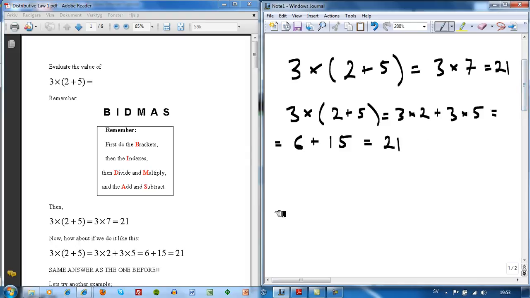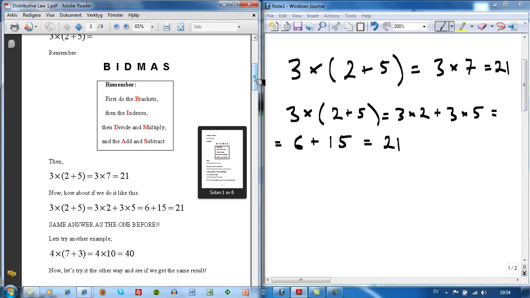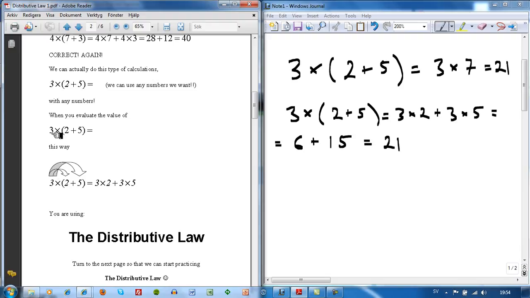Same answer. It turns out that we can calculate these types of expressions this way or this way. When we do it this way, we use the distributive law. So, have a look at this one. If we have this expression, we take this number, multiply it with this number, 3 times 2, plus 3 multiplied with this number, 3 times 5. Then we're using the distributive law.